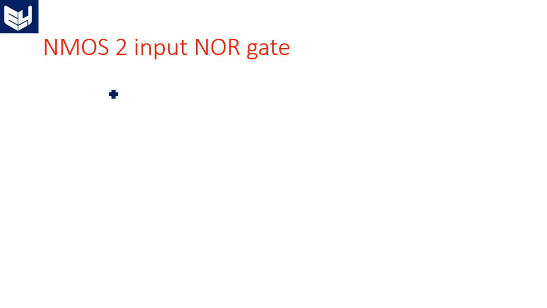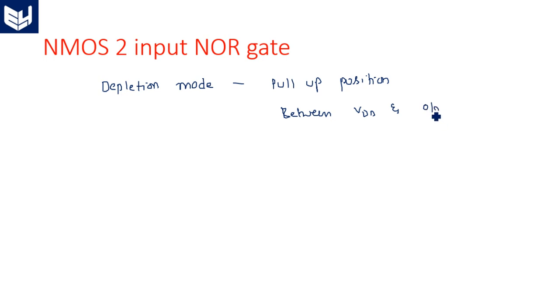For that purpose we are using a depletion mode transistor in the pull up position. What do you mean by pull up position? Between VDD and output, we use a depletion mode NMOS transistor. The depletion mode NMOS transistor acts as an on circuit. Always it is on until we provide a negative gate input.